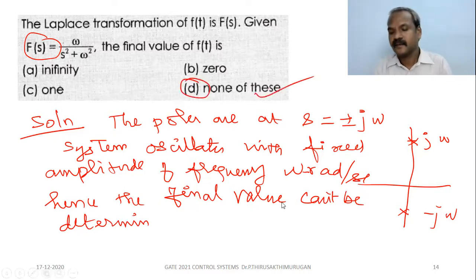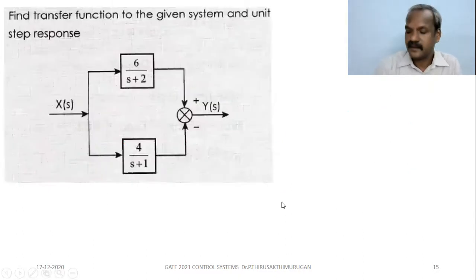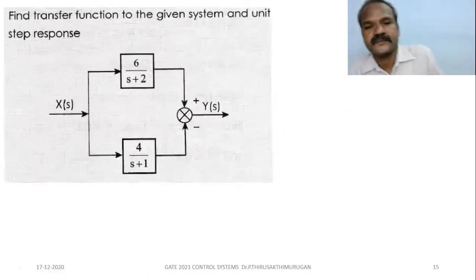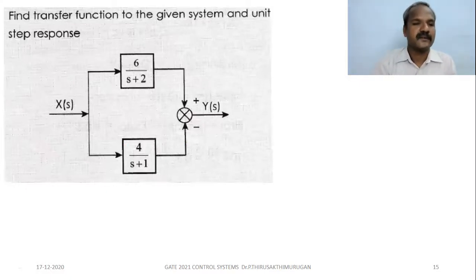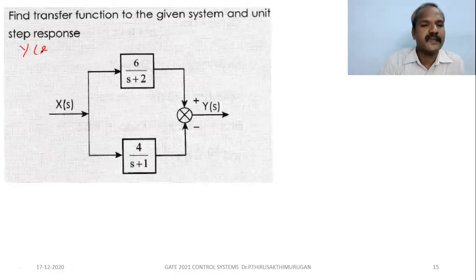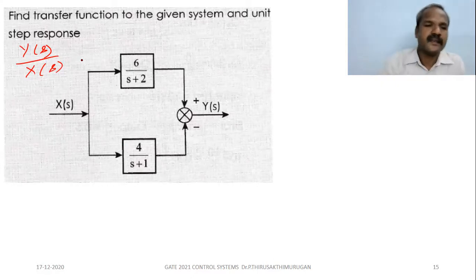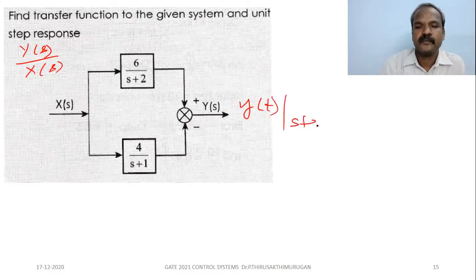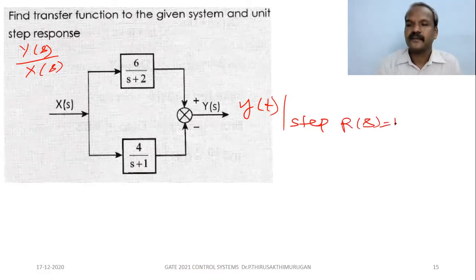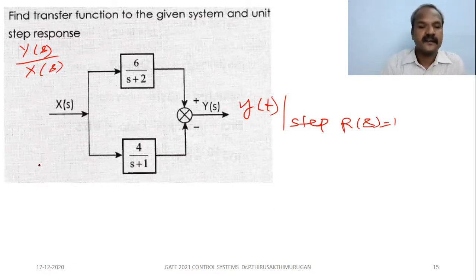So none of this. Next, find the transfer function of the system given under the unit step response. So we have to find the transfer function, which is Y(s) by X(s). Then we have to find the unit step response y(t). The input is a step, that is R(s) equal to 1 by s. Clear?